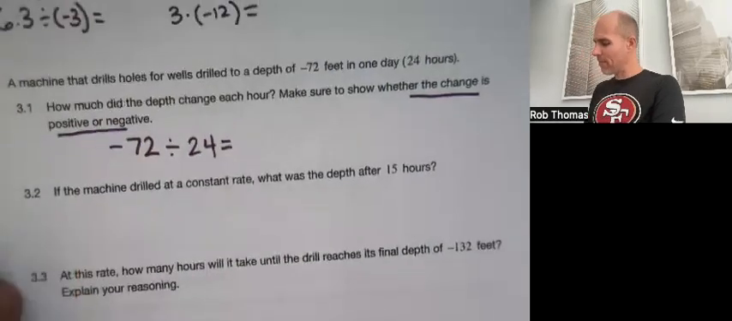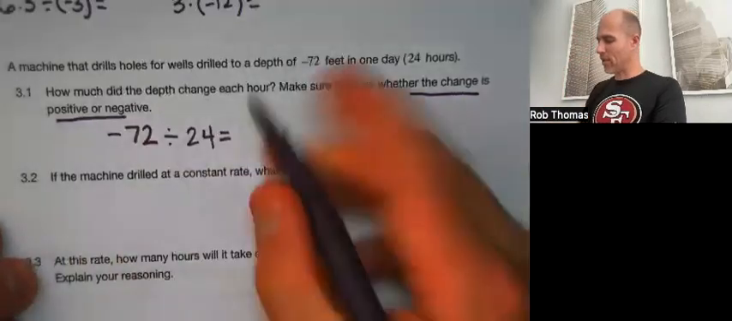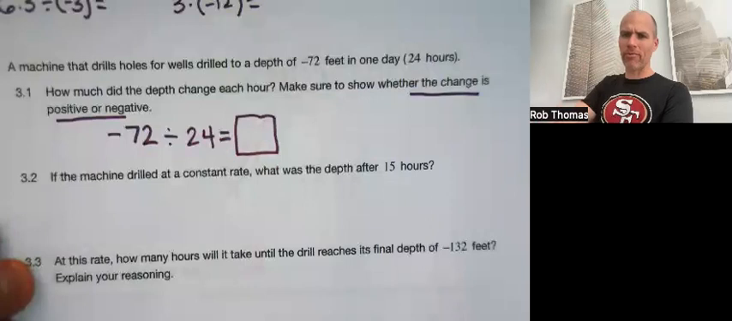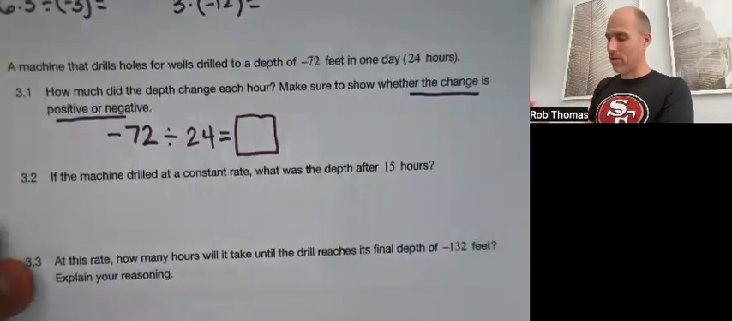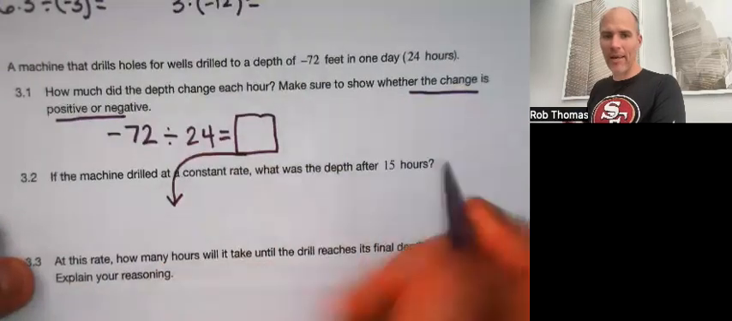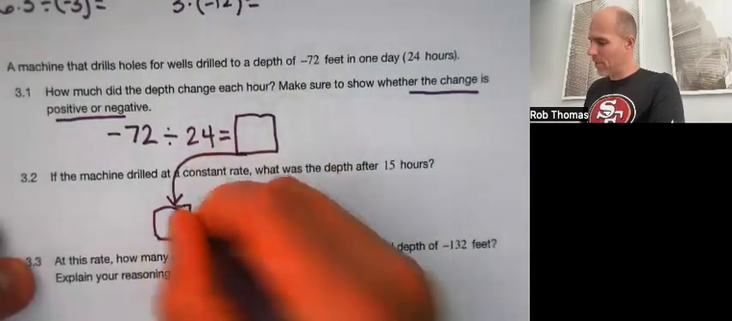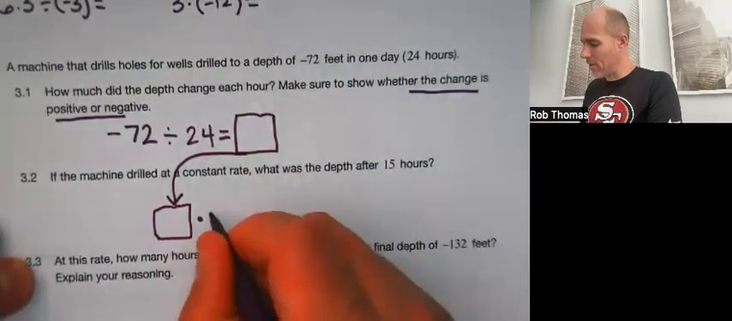Okay, and now it says if the machine drilled at a constant rate, so let's say whatever your answer is here, it's always going exactly that rate. It's not like going faster, sometimes slower, some other times. Then what was the depth after 15 hours? So what you got to do here is take this answer that you got here that I don't want to give you. Hopefully you got it. Put it right here in this box. And then you're going to multiply it by 15 hours to see how far it went in 15 hours.